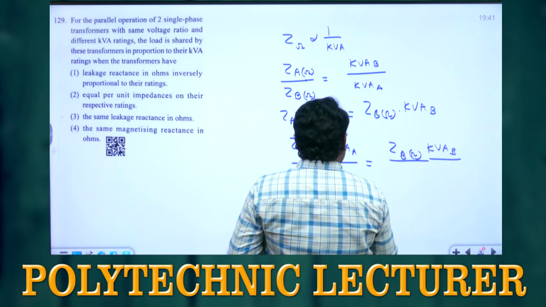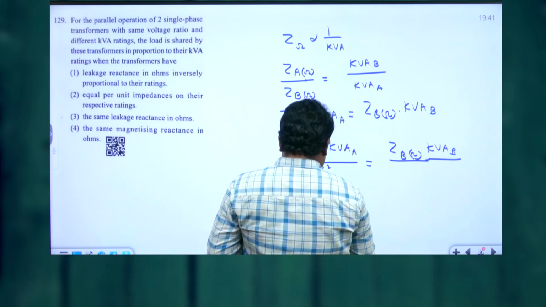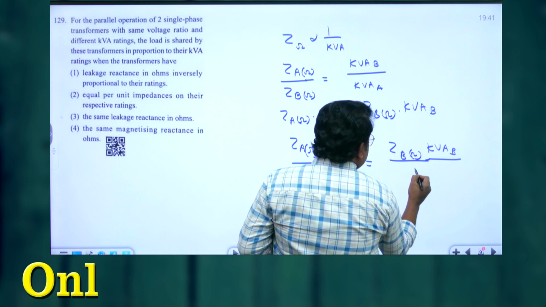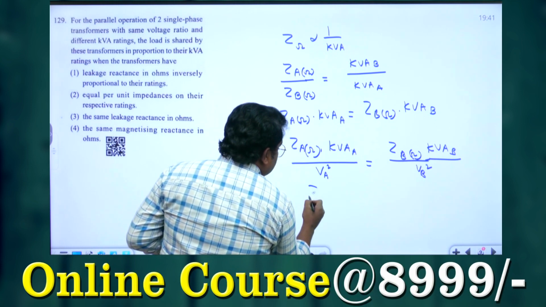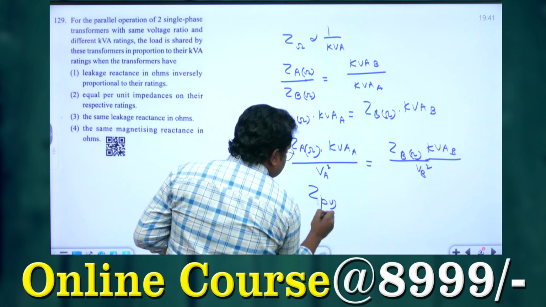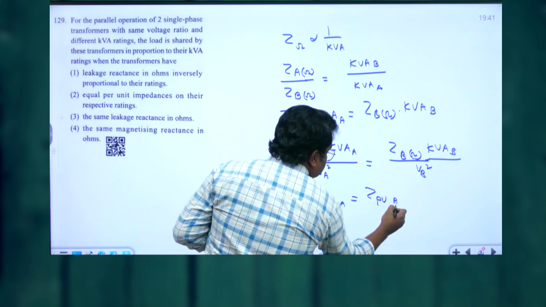So VA square, and in this case both are VB square one. Now what is this value? The per unit impedance of transformer A is equal to the per unit impedance of transformer B.